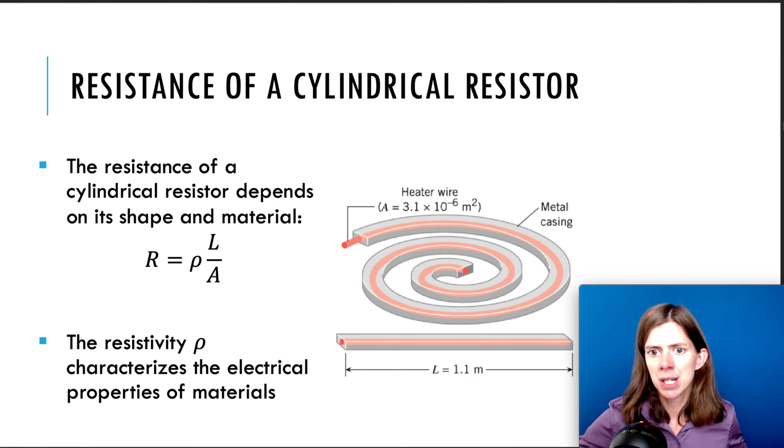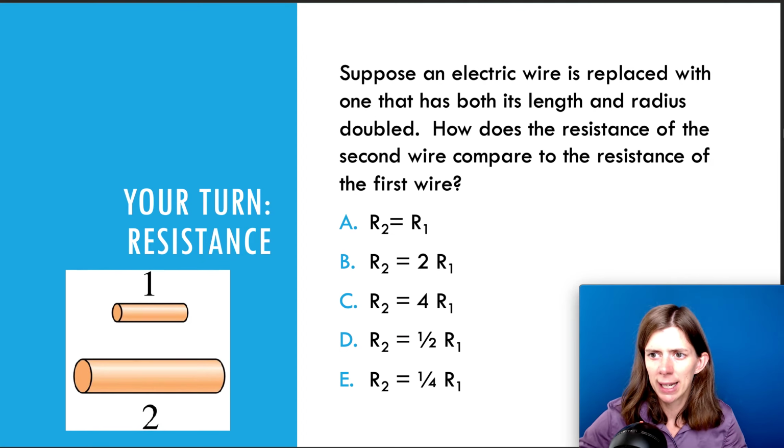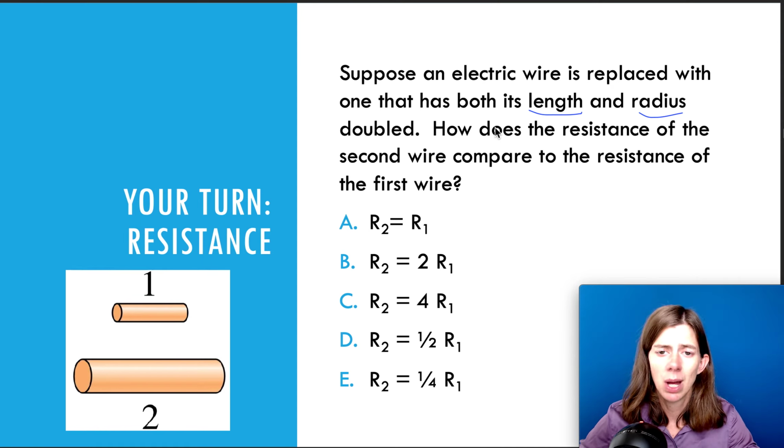So this is the equation that we just saw. The resistance depends on the resistivity, rho, the length L, and the area A. So hopefully it makes sense how all of these factors affect the resistance of the resistor. Let's go ahead and do this question here. Suppose an electric wire is replaced with one that has both its length and radius doubled. How does the resistance of the second wire compare to the resistance of the first wire?